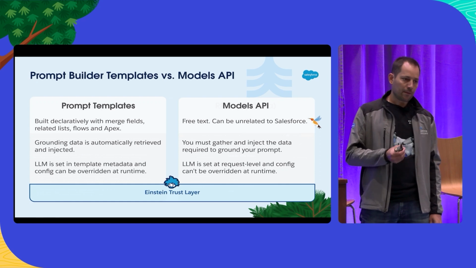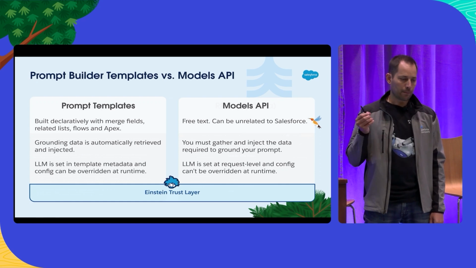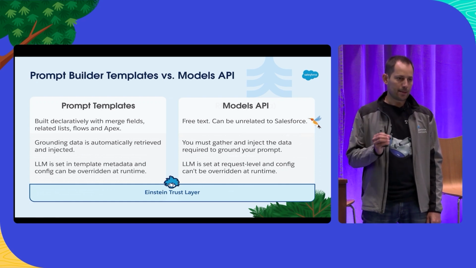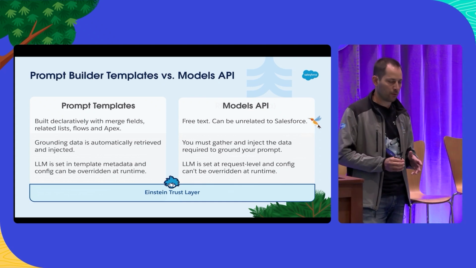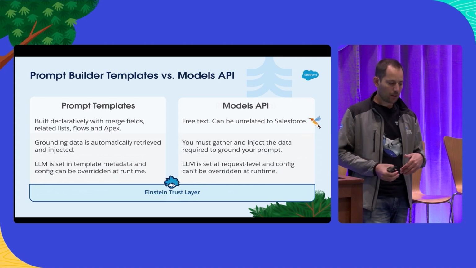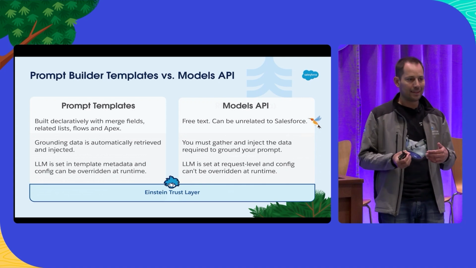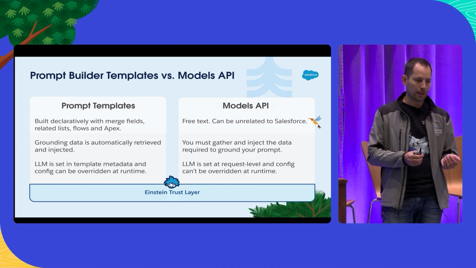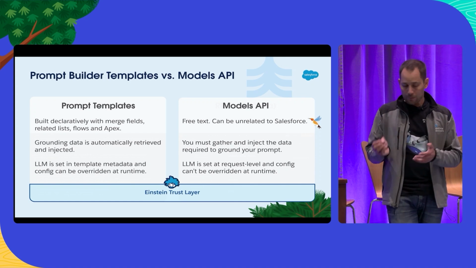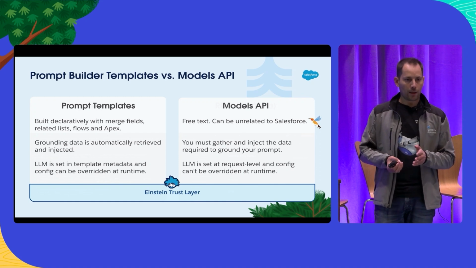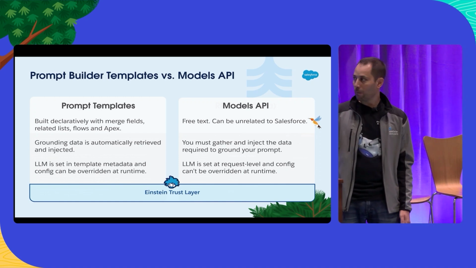The LLM that is tied to a prompt in Prompt Builder is set at the metadata level. It doesn't change, it's always the same for a given prompt. Of course, you can edit the metadata and deploy a new version of the template, but you cannot decide on the fly, when you call the prompt template, which LLM you're going to be calling. In certain cases, it's interesting to be able to change the LLM, and that's what the Models API does.